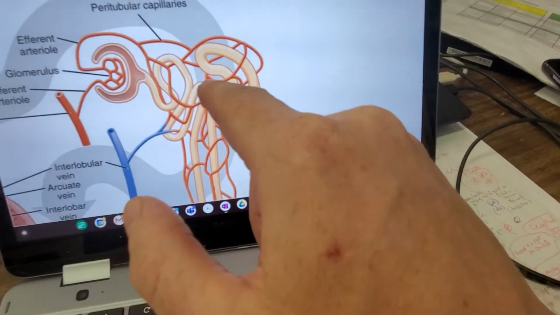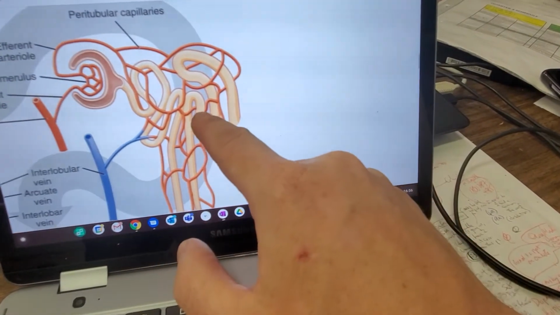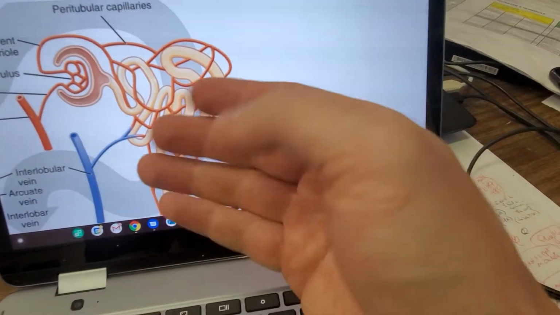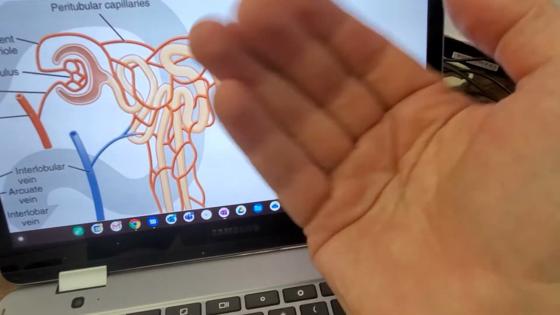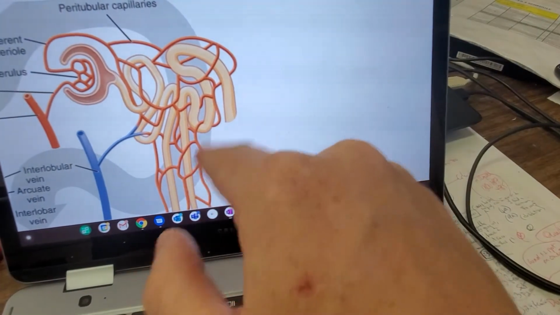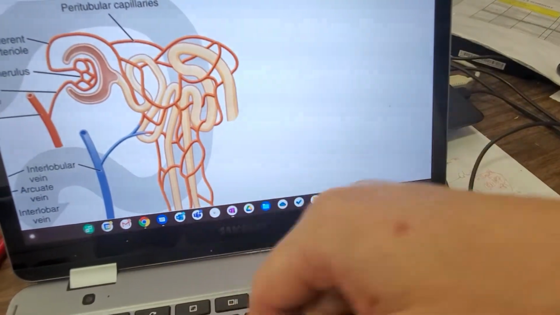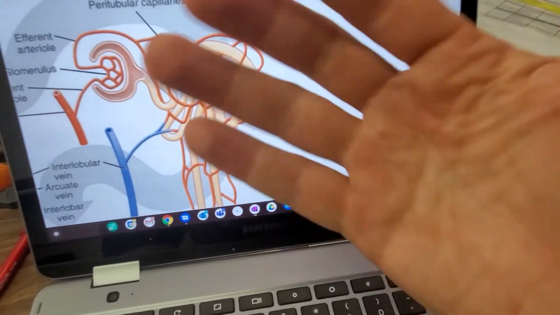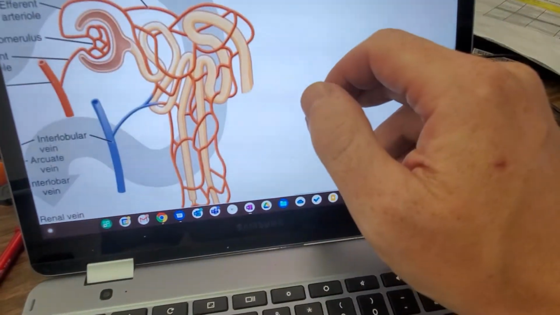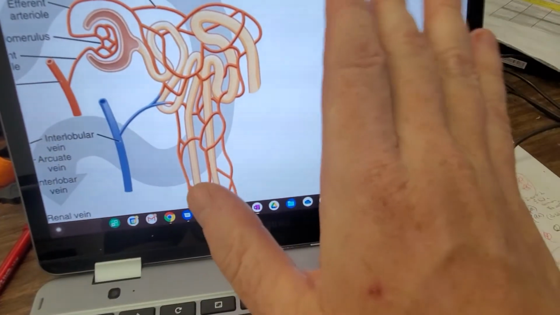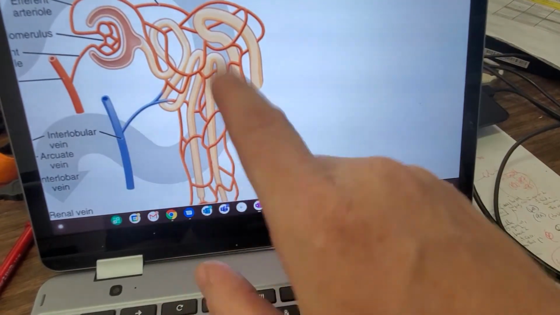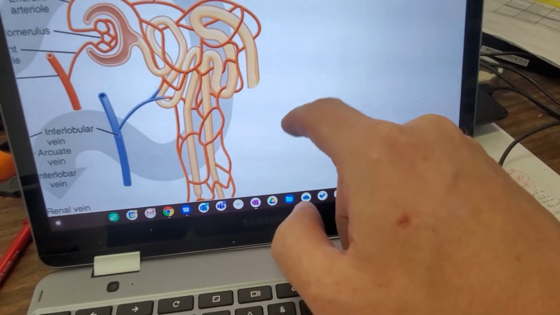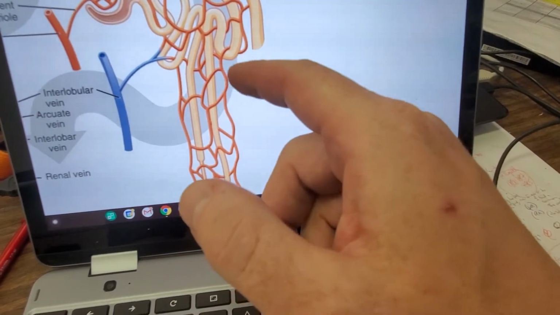And then in this section, the peritubular capillaries, the goodies are transported back out of these tubes. They're brought back into the blood. So glucose, amino acids, nucleic acids, the things that we want are all actively brought back in. The things we don't want, urea, uric acid, stay in these tubes. They stay in the urine.